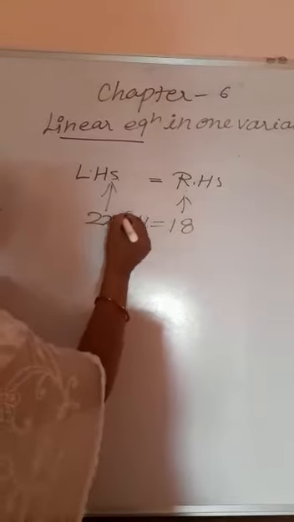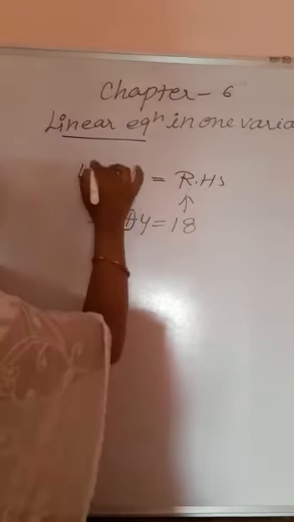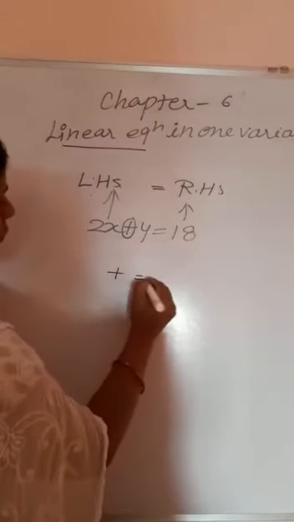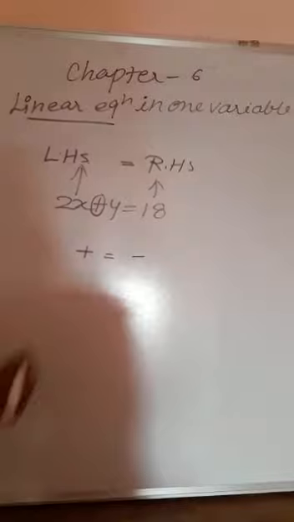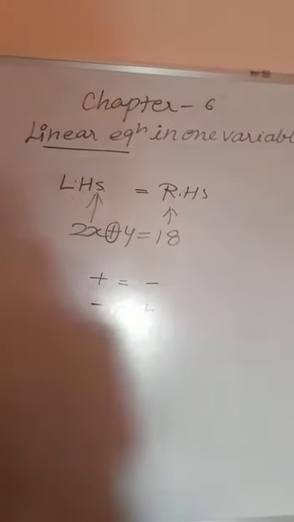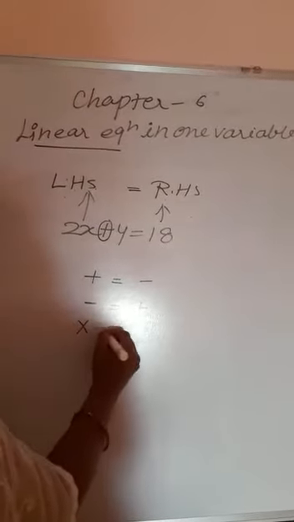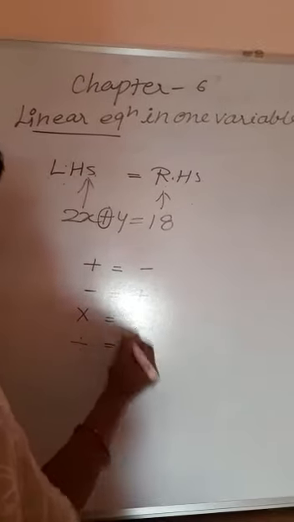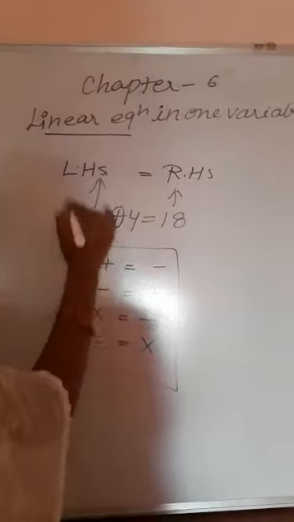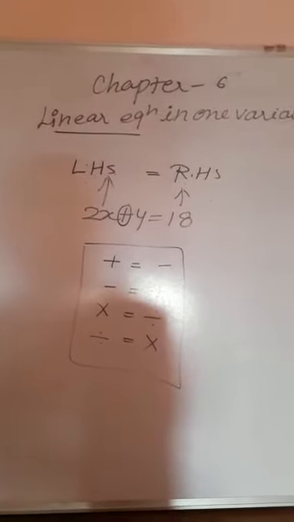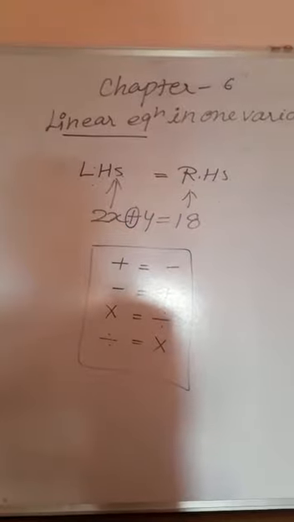If we want to transfer a positive number from the left hand side to the right hand side, positive changes into negative, meaning plus sign changes into minus, minus changes into plus, multiply changes into divide, and divide changes into multiply. So remember these four statements. Then we can easily solve linear equations. Now let's start how to solve linear equations.